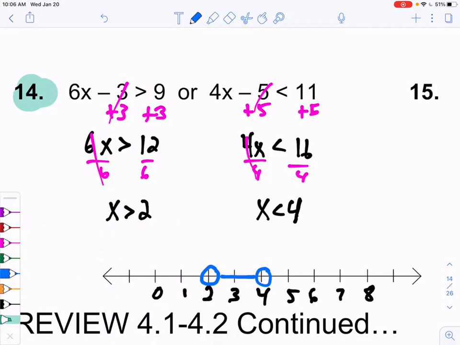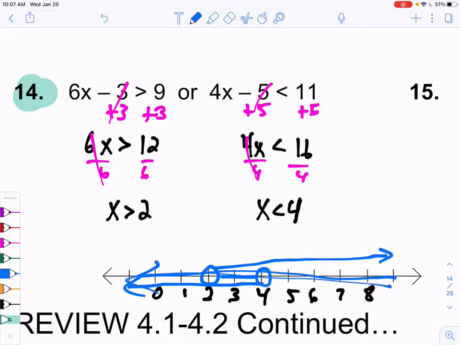You want me to just keep shade? So it's everything on this side, and then the x is less than 4 is everything on this side. So this whole thing is a goofy one because it ends up being everywhere, right? You should have the whole number line shaded. Yeah, so the whole thing ends up being like this.